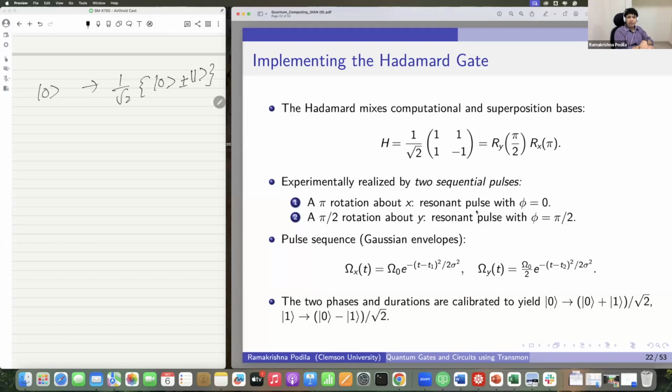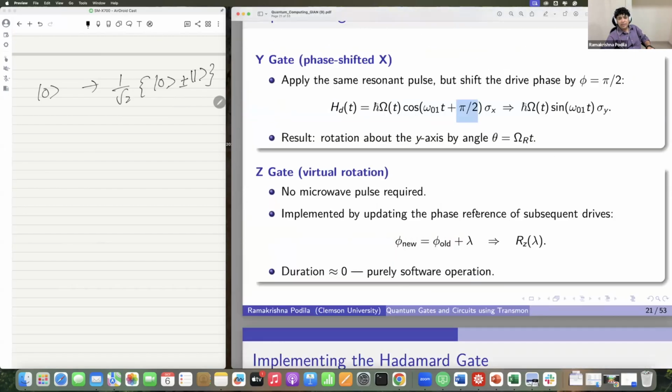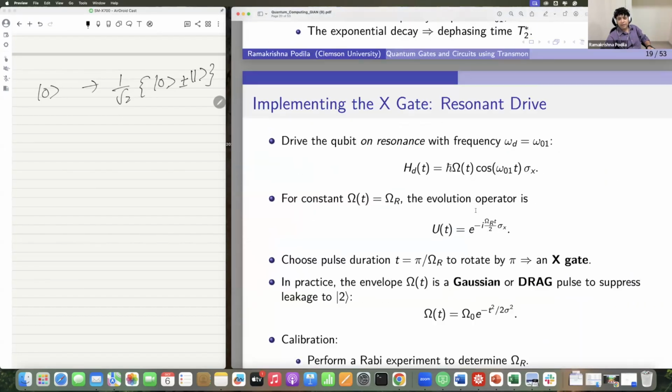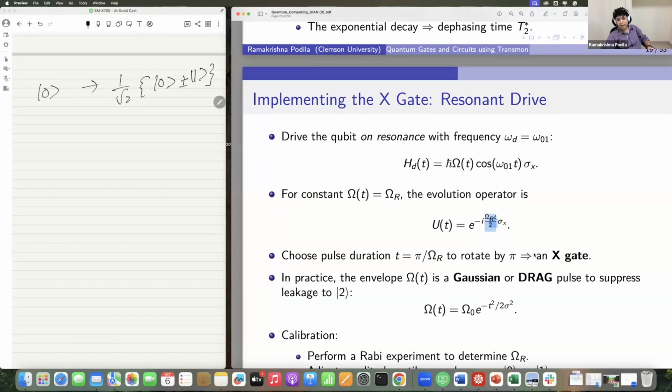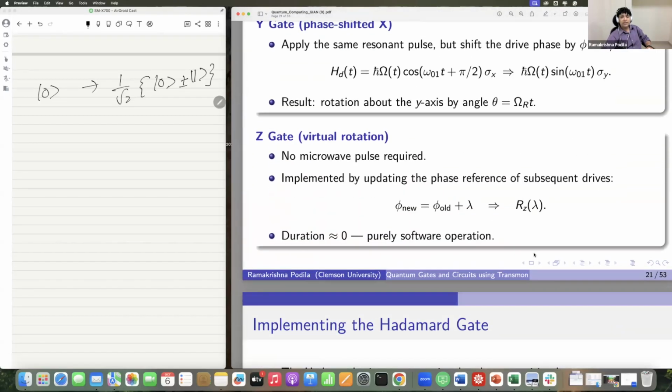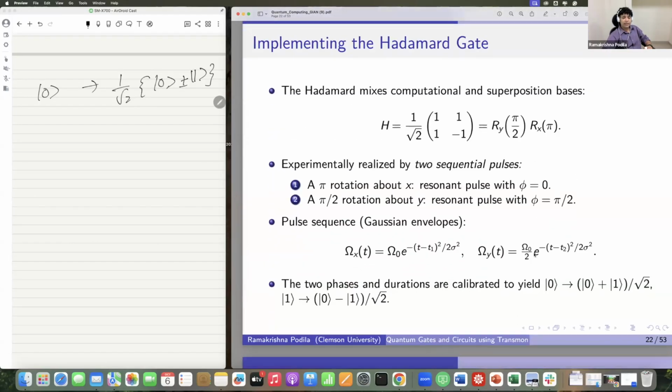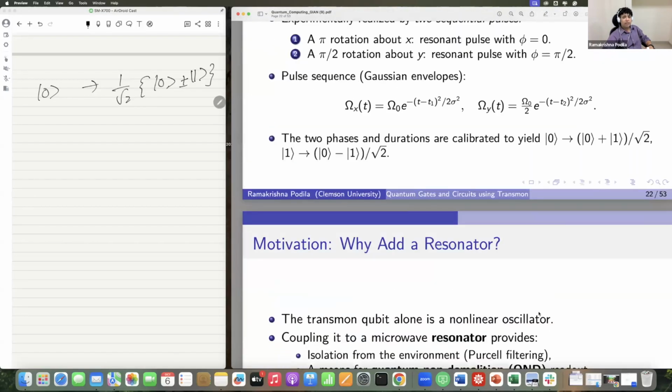So whenever you look at quantum computing with transmons, you will see these kind of terms like pi rotation and pi by 2 rotation. What they actually mean is that your perturbation coming from the microwaves is itself e to the power something like this. And so you apply it for a time t, so that this entire term is pi by 2 or pi, such that you get the gate you want, right?